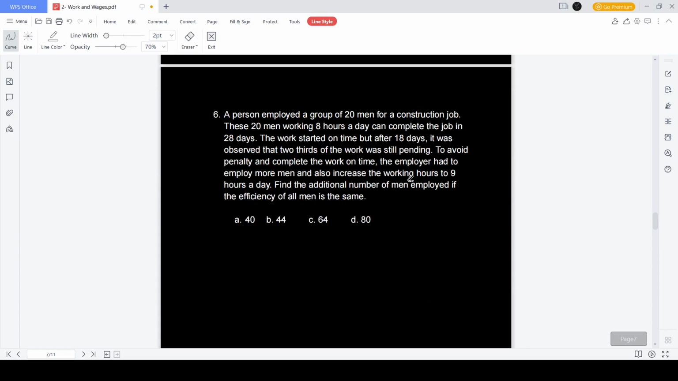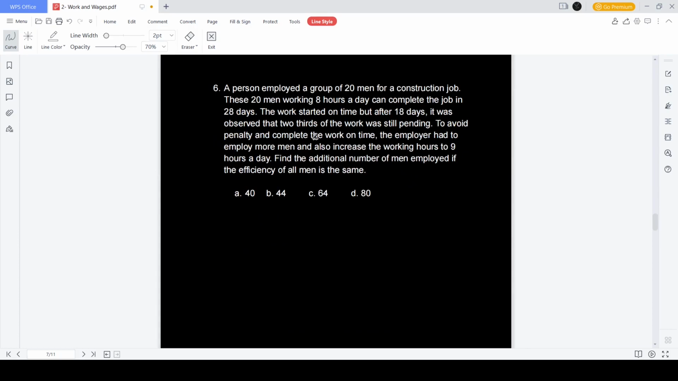The next one. A person employed a group of 20 men for a construction job. These 20 men working 8 hours a day can complete the job in 28 days. The work started on time, but after 18 days, it was observed that two-thirds of the work was still pending. To avoid penalty and complete the work on time, the employer had to employ more men and also increase the number of hours to 9 hours. Find the additional number of men employed if the efficiency of all men is the same.